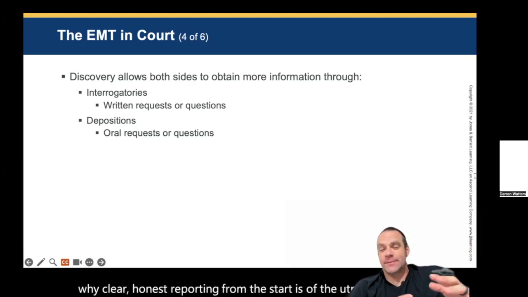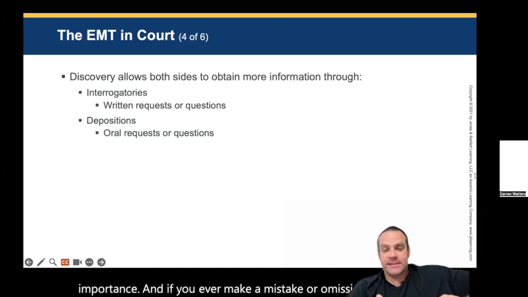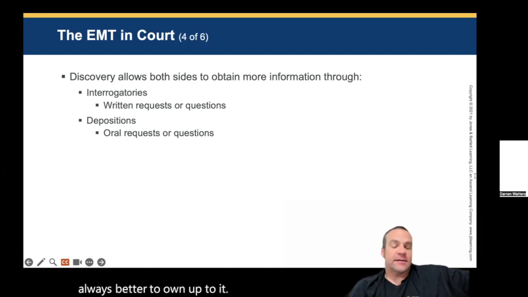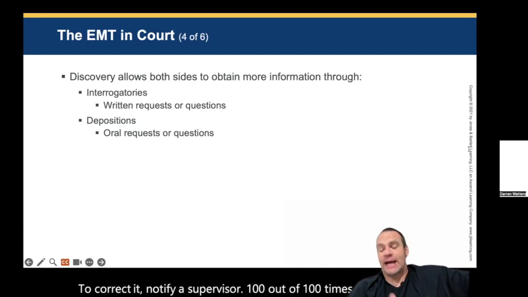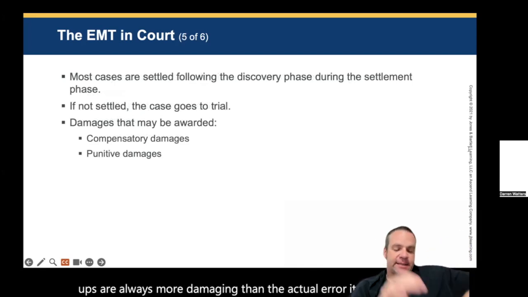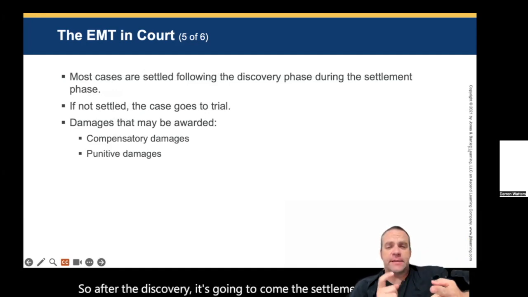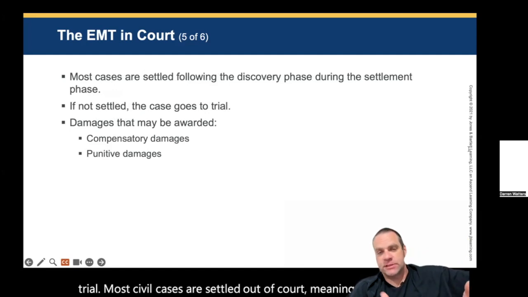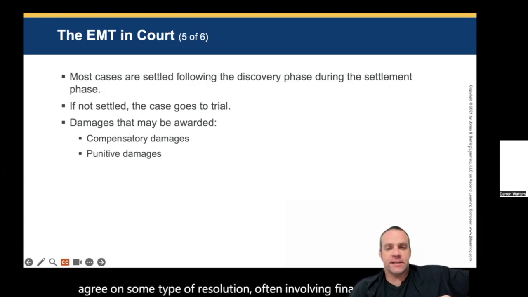And if you ever make a mistake or omission, it's always better to own up to it, to correct it, and notify a supervisor. 100 out of 100 times, the cover-ups are always more damaging than the actual error itself. So after the discovery, it's going to come to settlement or trial. Most civil cases are settled out of court, meaning both sides agree on some type of resolution, often involving financial compensation. But if no settlement is reached, the case proceeds to trial.